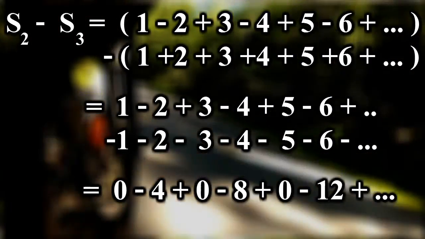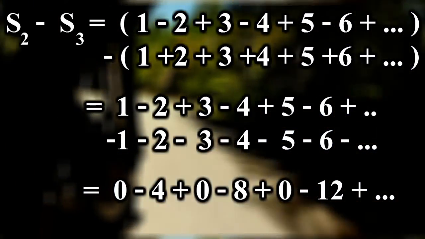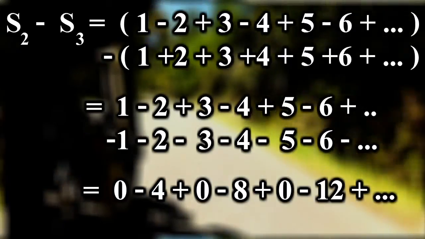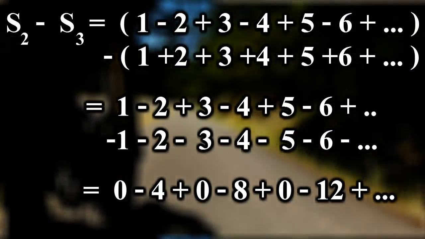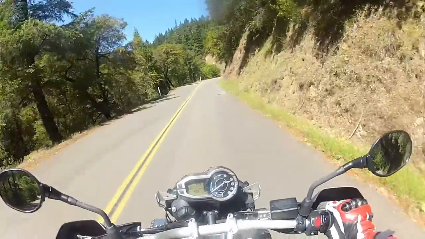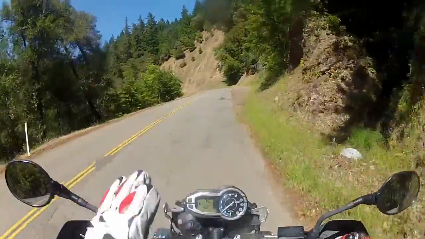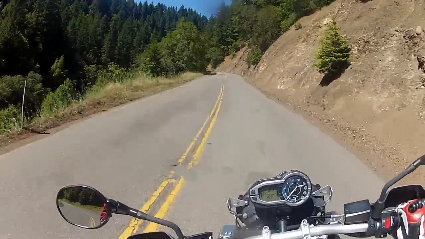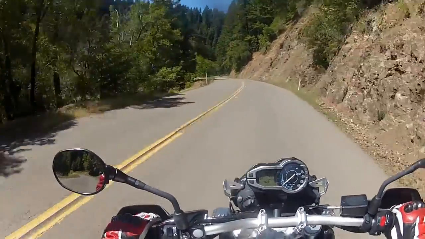So we have 1 minus 1 is 0. Negative 2 minus 2 is negative 4. 3 minus 3 is 0. Negative 4 minus 4 is negative 8. 5 minus 5 is 0. Negative 6 minus 6 is negative 12. And this keeps going on and on, right? You're seeing this pattern: 0, negative 4, 0, negative 8, 0, negative 12. Next one's going to be negative 16. Very good. And so we now have that S2 minus S3 is equal to negative 4, minus 8, minus 12, minus 16, etc., etc.